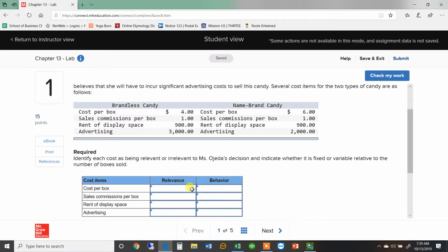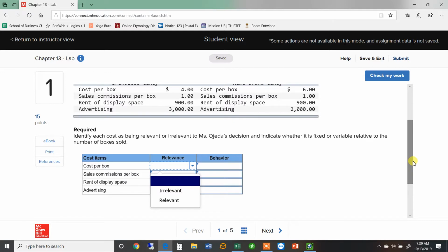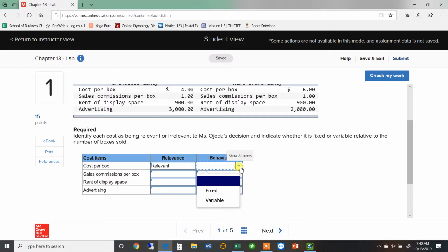Okay, so here we have cost per box of candy. When I click on the drop-down box, it's given me 2 options. It can either be relevant or irrelevant. And what makes it relevant or irrelevant is up here: is it the same cost per box? No, it's not the same price per box. So if I'm trying to compare these 2 alternatives, this is relevant information, and I'm going to type in relevant there. The next box is asking me, is this variable or is this fixed? Every time I buy a box of candy, it's going to cost me $4 or it's going to cost me $6. That means it's variable. If it stayed the exact same no matter what, then it would be a fixed cost.